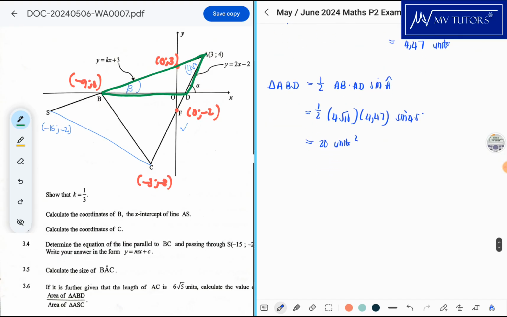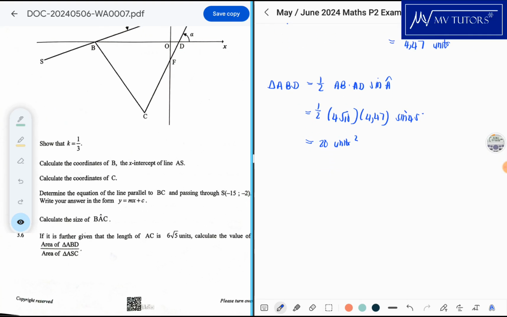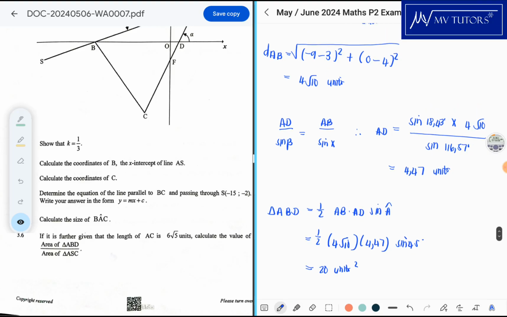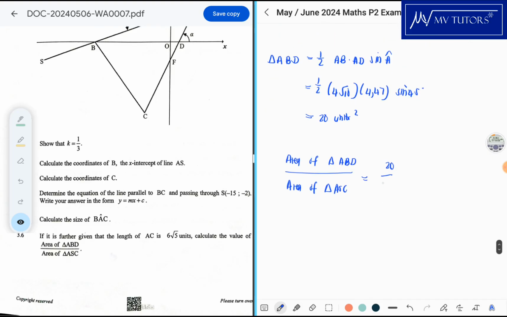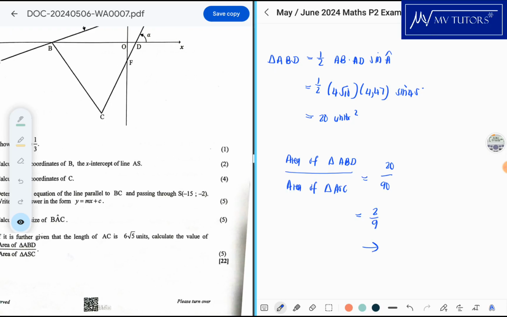Now we can finally answer the question. My goodness. So the area of triangle ABD all over the area of triangle ASC. Okay, triangle ABD, we said 20. Triangle ASC, I remember it was 90. So basically that's just 2 over 9, and we can call it a day with this question 3.